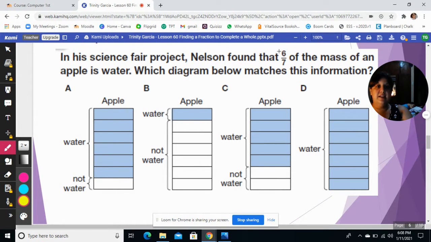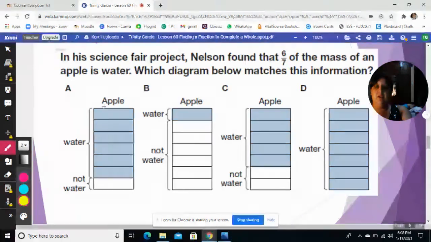Now it says that Nelson found 6/7 of an apple is water. So which one of these shows that 6 parts are water? Well, it's not this one because this only shows 1 part as water. This one shows 5 parts of water. This says all of the apple is water, and that would not be true because then we would not have an apple. We would have a glass of water or a mess.